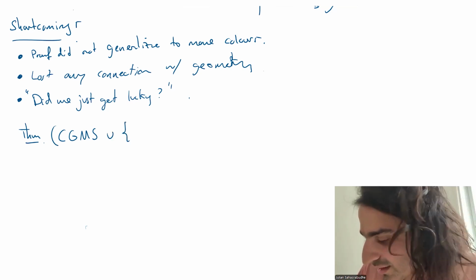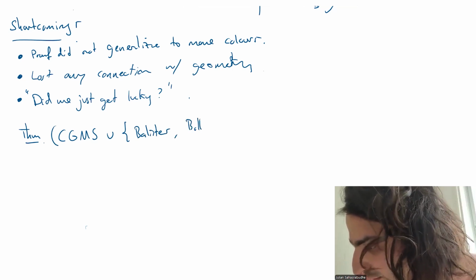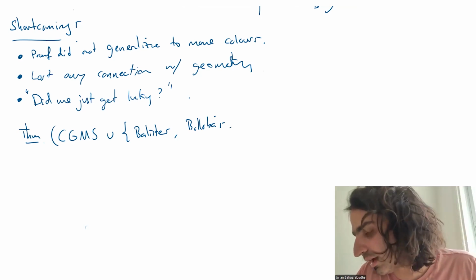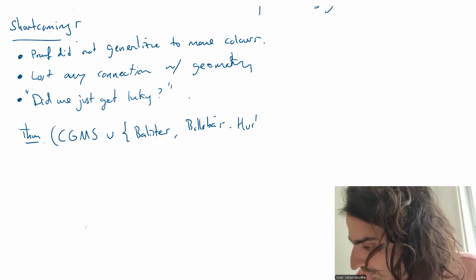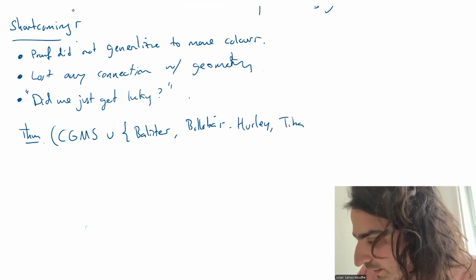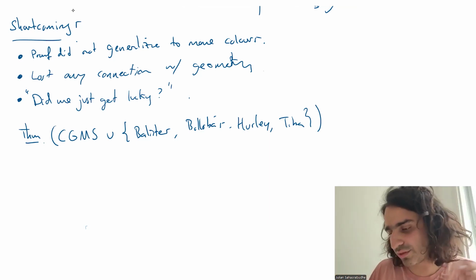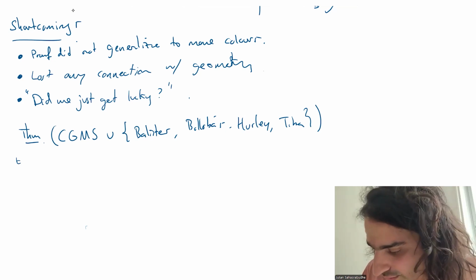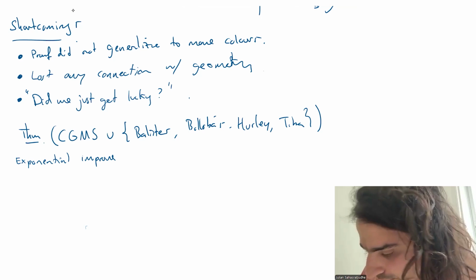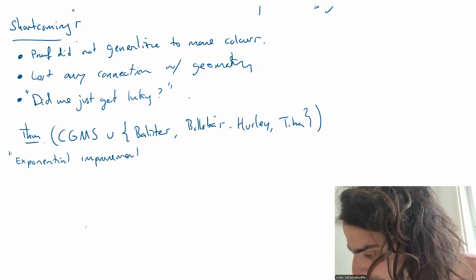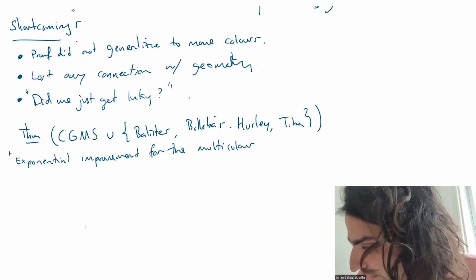So this is along with Paul Balister, Béla Bollobás, Robert Hancock, Marius Tiba, and we managed to actually push this new approach through. So the theorem that I'll write down is actually an exponential improvement for the multicolor Ramsey numbers.